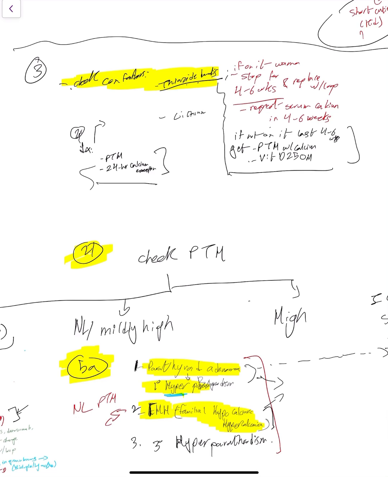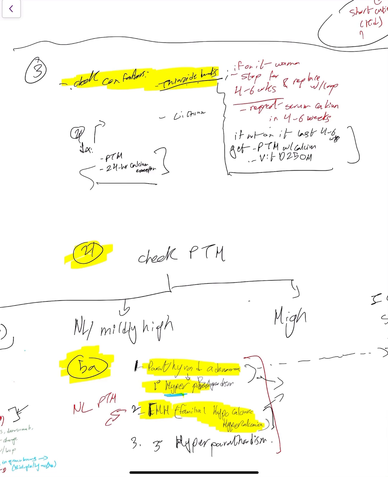You want to check if they are on lithium or thiazide. Lithium, you cannot really take it off, but thiazide you can. You can replace it with loop diuretics, and you want to stop for 4 to 6 weeks and reassess them then.